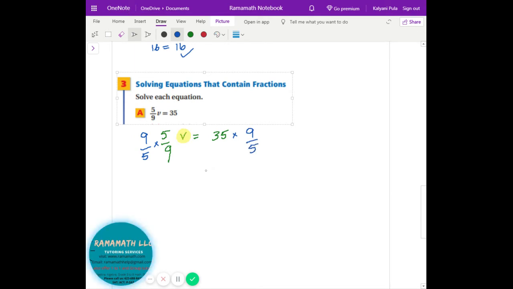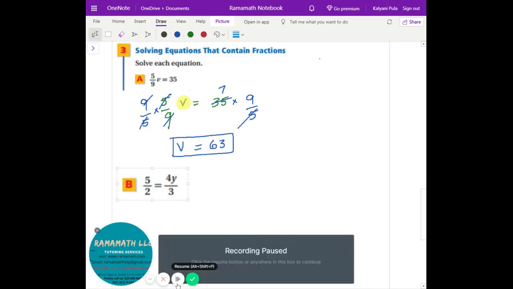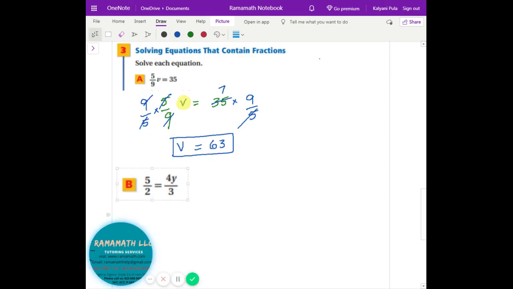You see that? And let's reduce it. 5 on top, 5 on the bottom, cross out. 9 goes in 9 one time. And I'm left with the E, which is the letter. Now here, I can reduce it. 5 goes in 35 7 times, and 7 times. That's it. Okay, let's try the next question.